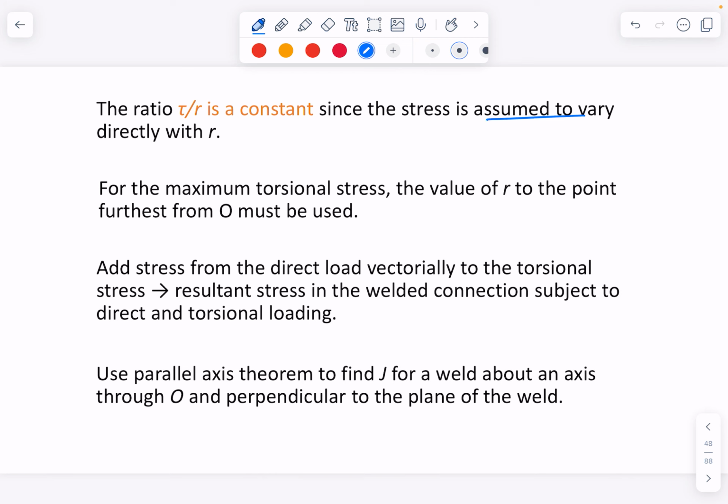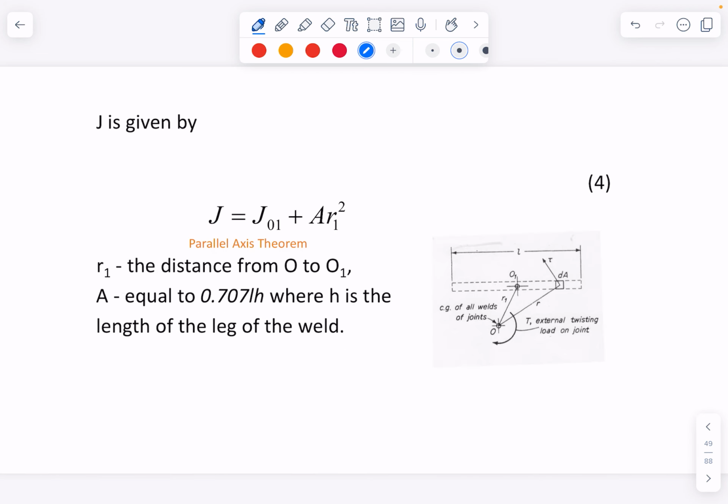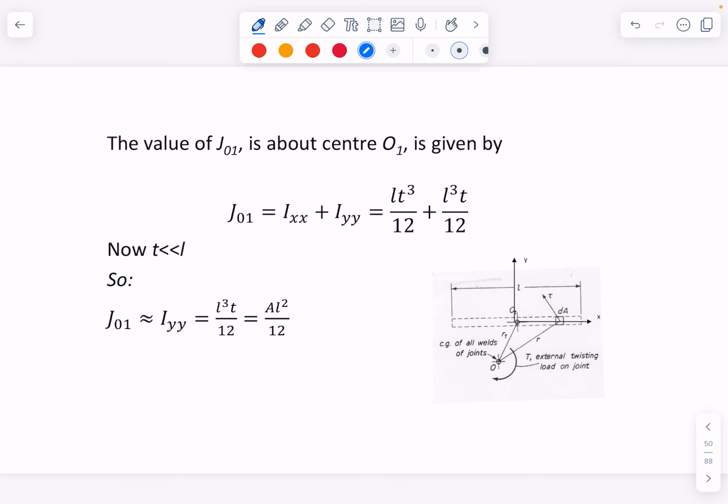Since we assume the stress varies directly with R, and shear on R is constant, we use maximum torsional stress at the maximum distance from the centroid. We add them together using the parallel axis theorem to find the J for the weld on an axis. All of that we work through, and we can work out that J here is J01, so J01 plus area times the radius squared.